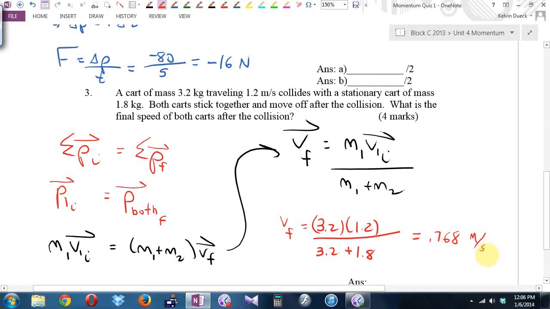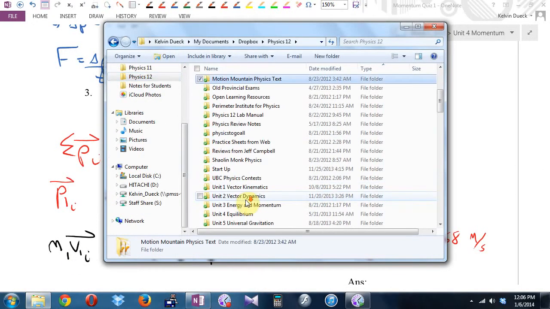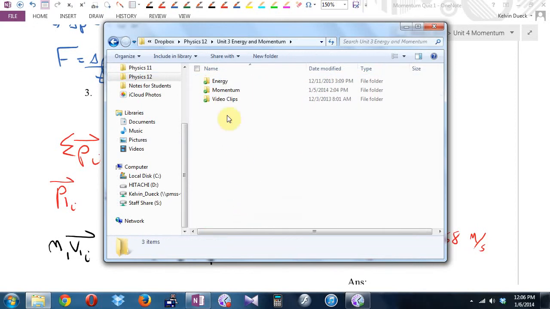I said speed, not velocity. If I'd said velocity, well, I didn't give you directions. I guess you'd say in the original direction or something like that. Okay. In terms of part marks, I can't remember how I did this one. Momentum.